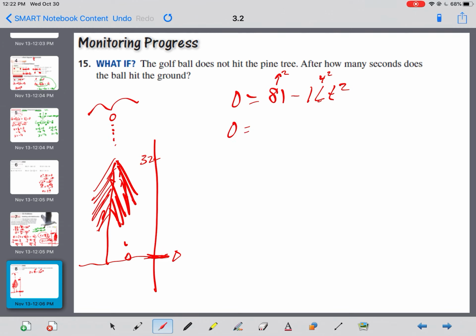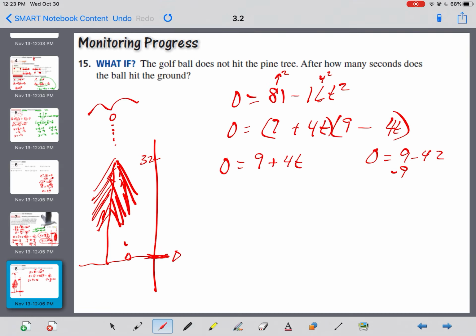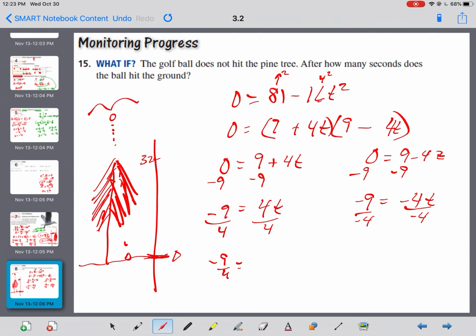9 squared, 4 squared, 0 equals, difference of squares, 9 in each, 4t in each. One's plus, one's minus. 0 equals 9 plus 4t. 0 equals 9 minus 4t. Move the 9. -9 equals 4t. -9 equals -4t. That's supposed to be t. Get rid of your -4. Get rid of your 4 in this one. -9/4 equals t. 9/4 equals t.